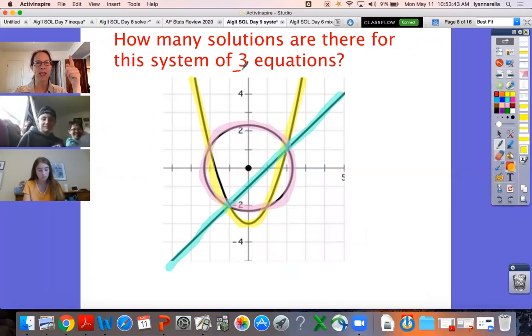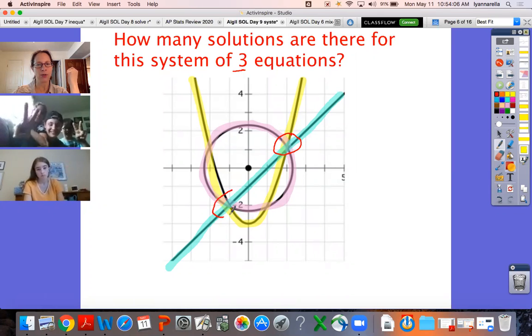There are 3 equations. One is a circle, one is a parabola, one is a straight line. How many, this is an easy question, how many solutions do we see here? Show your fingers, or you can talk. 2 solutions, good. Okay, I see one here where all 3 graphs cross, the yellow, the teal, and the pink, and I see one here. So there are 2 solutions.